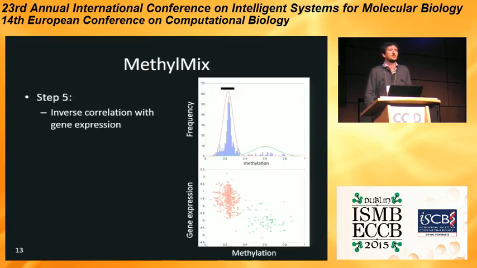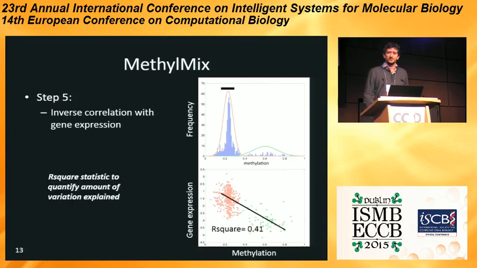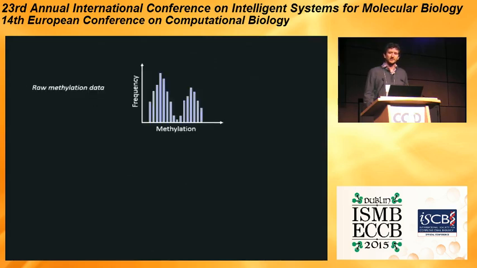And finally, we also integrate gene expression data, and we focus only on inverse correlations between gene expression and methylation status. So we really only want to see these relationships where we see a differential methylation pattern which has an effect on gene expression. So to summarize, we have the raw data.